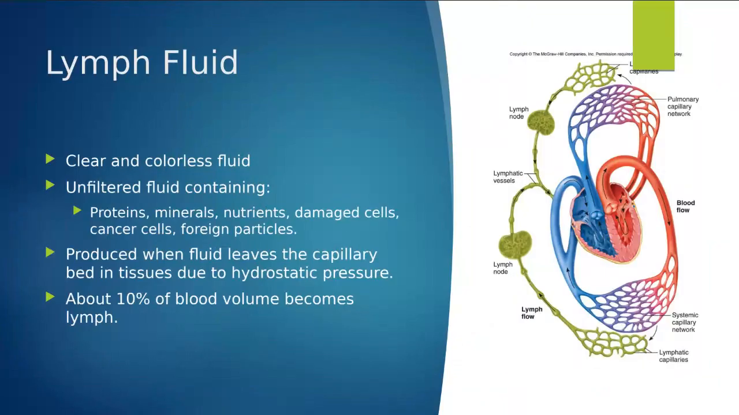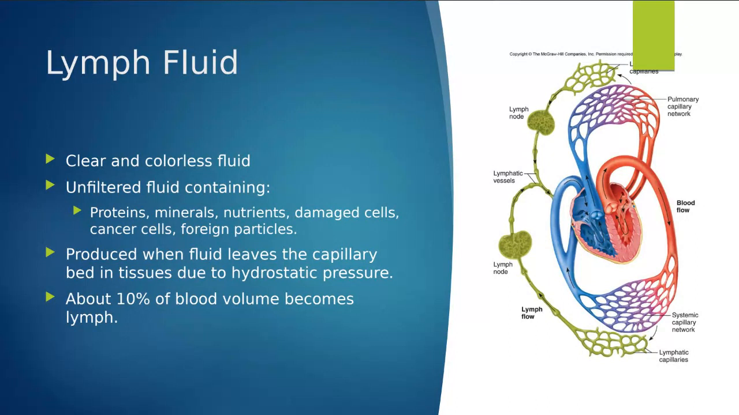Next, we have our lymph fluid. So we've kind of talked about this. We said that this was excess fluid that's just hanging out in the body. But once it enters into our lymphatic system, it then becomes lymph fluid. So it's clear and colorless fluid. It's unfiltered fluid that contains proteins, materials, nutrients, damaged cells, cancerous cells, foreign body particles, right?